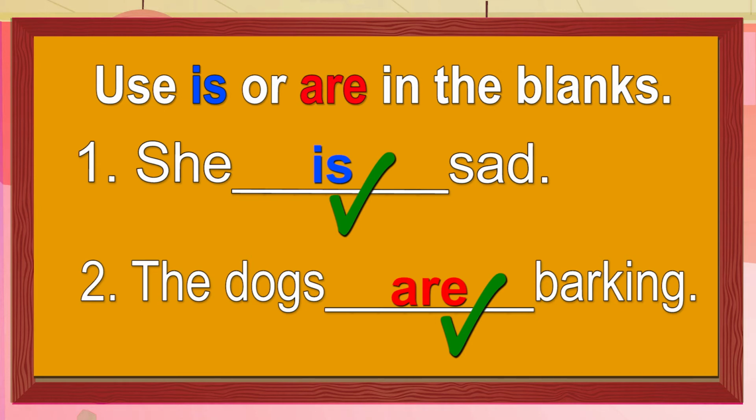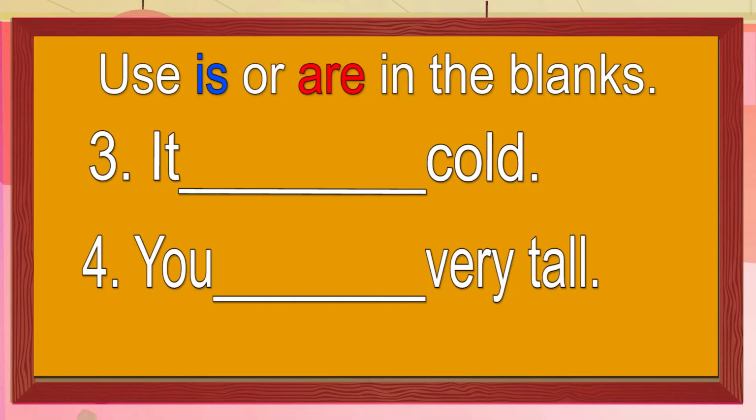There you go. If you have it incorrect, you will have to put an X at the end of the sentence, and you can write in the correct word that should have been used in the blank space, which would be A-R-E, are. Don't be too sad if you have it incorrect. Remember, we are all learning. Okay? Let's look at number 3 and number 4.